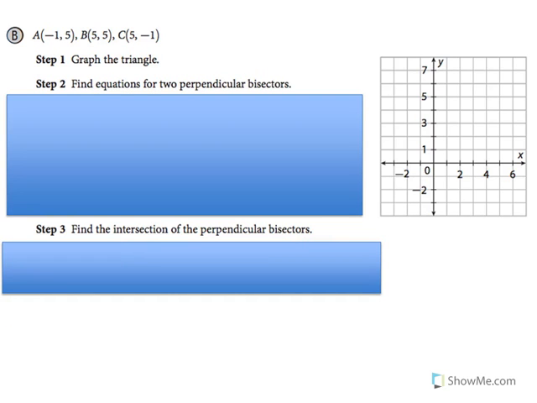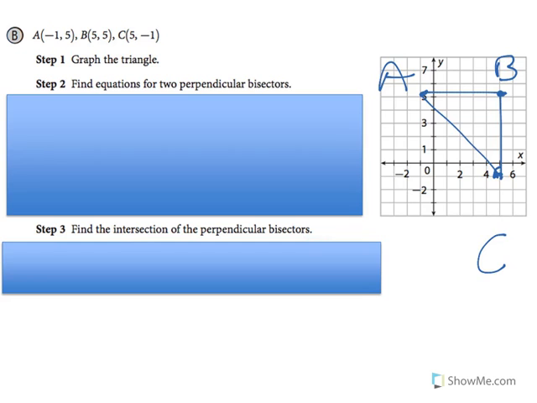Okay, let's go on to example B. We're given the coordinate A is -1 and 5. So -1 and 5, so this point is A. And B is 5, 5. So 4, 5, 5, so that's our B. And C is 5, -1. So 5, -1, so this is our point C. So then now we can draw our triangle.